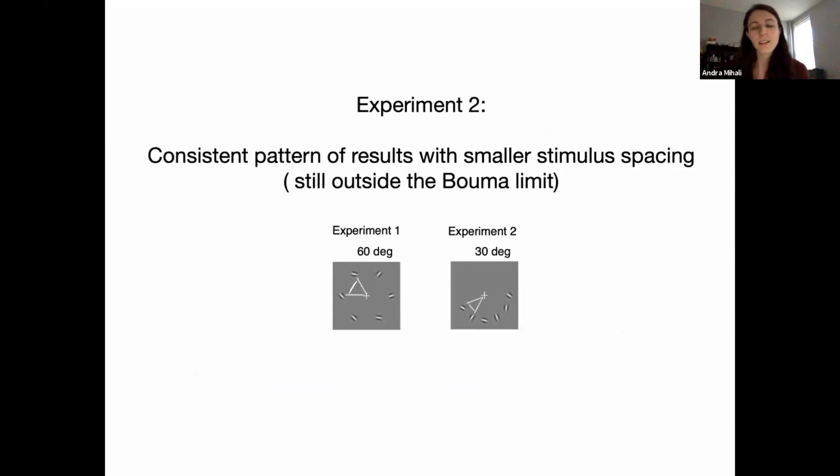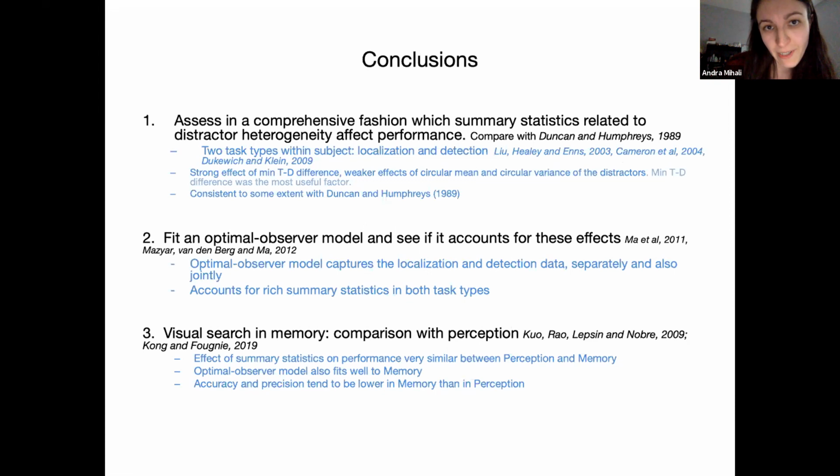So we did another experiment, and we found the consistent patterns of results even when we put the stimuli closer together to have smaller stimulus spacing. So experiment 1, the items were 60 degrees apart. In the case of set size 6, this is how they were distributed on the screen. In experiment 2, items were 30 degrees apart, and this is how, in the case of set size 6, they were distributed. So the results were very, very similar.